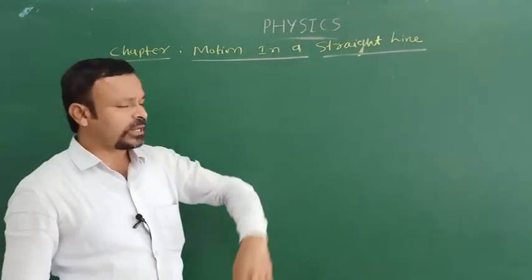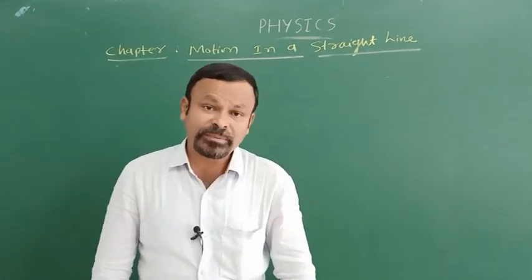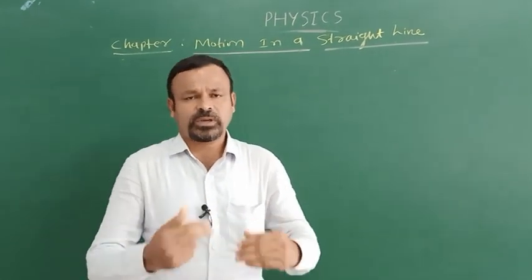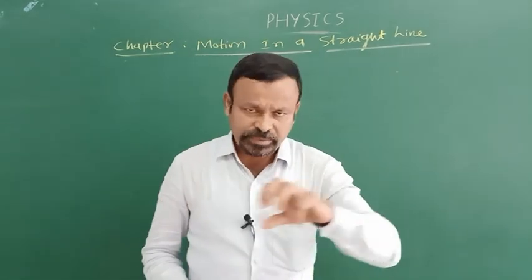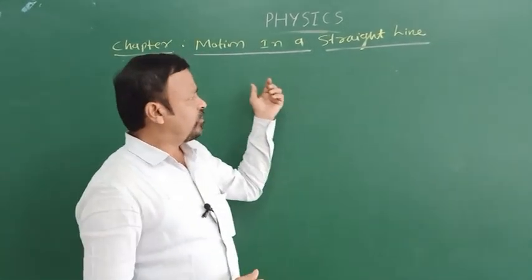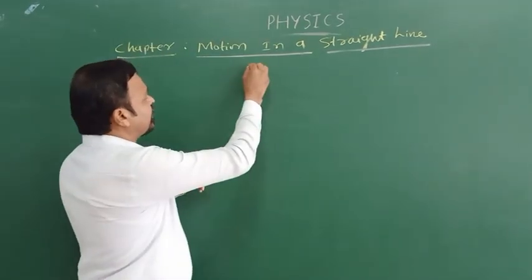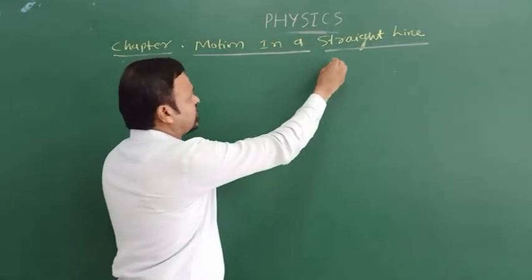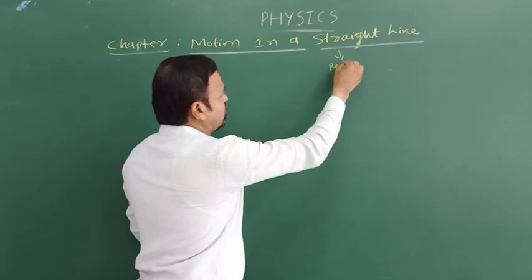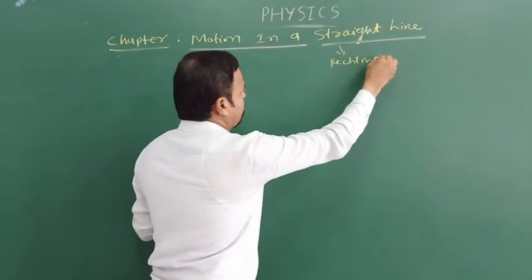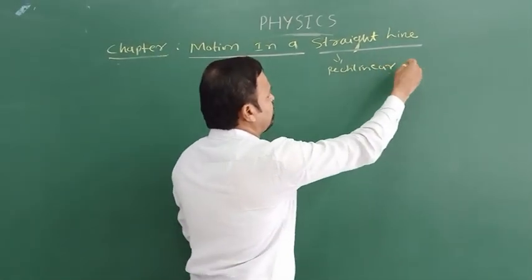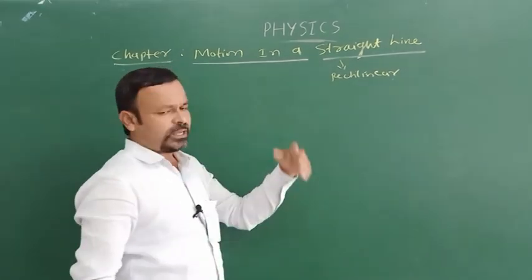Motion in a straight line comes under kinematics. Here we are going to study about the geometry of motion, means the motion along a straight line. It is also called rectilinear motion. Straight line motion is called rectilinear motion or straight line motion.